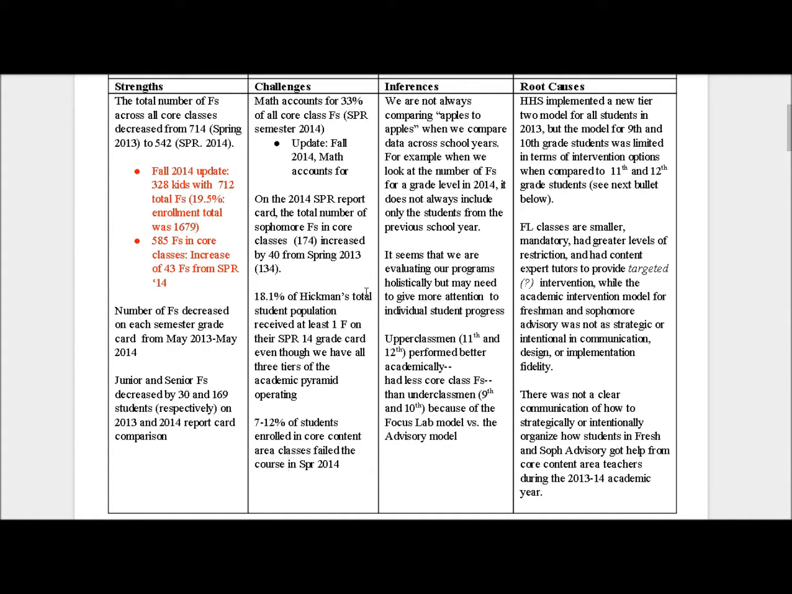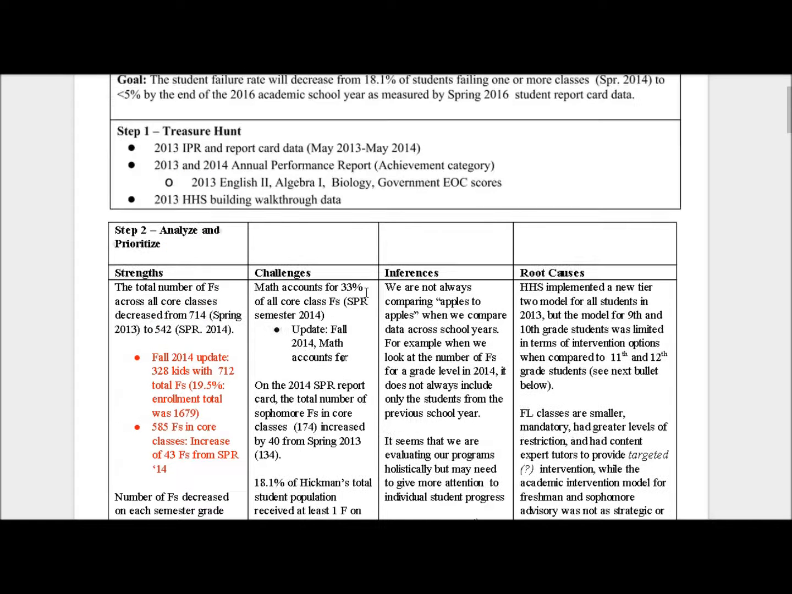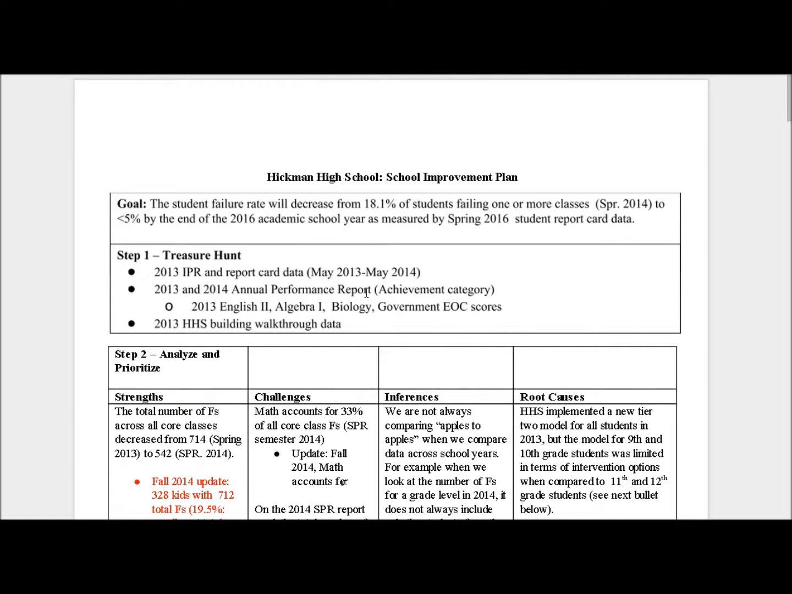So with that, we figured that almost one in every 5 students experiences failure, academic failure, as measured on the report card. So that's something that we felt that we could change and that needed to change because that's a pretty large number. So what we said was we want to develop a plan that allows the student failure rate to decrease from 18.1% of our students failing one or more classes to less than 5% by the end of the 2016 academic school year, as measured by spring 2016 student report card data.